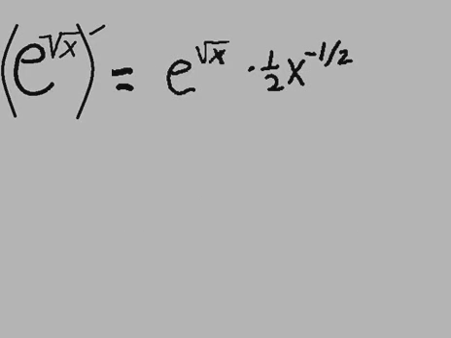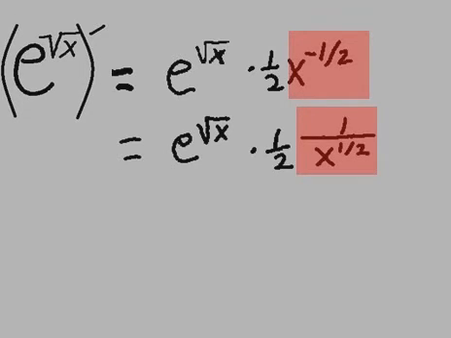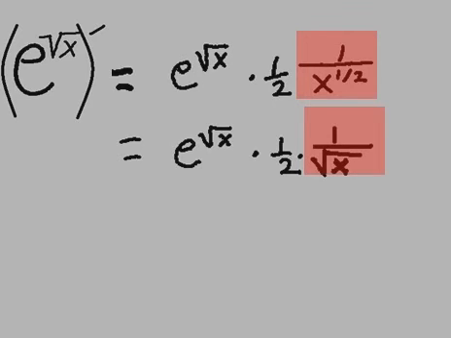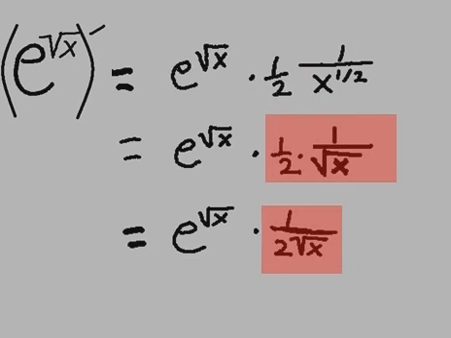Let's put that up at the top. And now what does that become? Well, let's rewrite this. X to the negative 1/2 power can be rewritten as 1 over x to the positive 1/2 power. Move that up to the top. Now, let's rewrite x to the 1/2 as radical x in the denominator. And now let's multiply 1/2 times 1 over radical x, and we get 1 over 2 radical x.